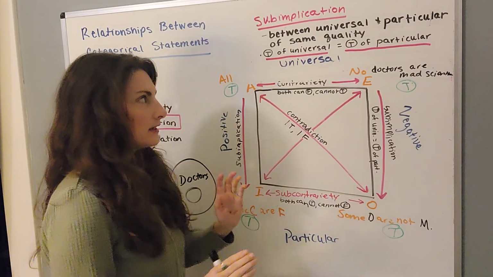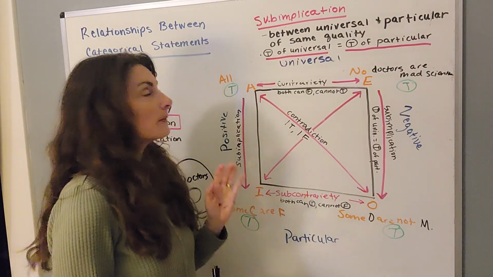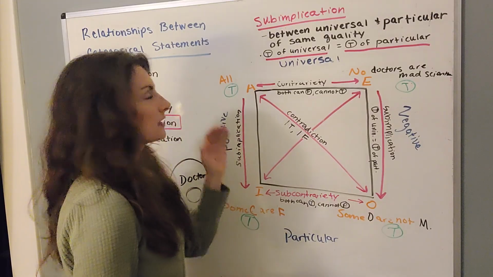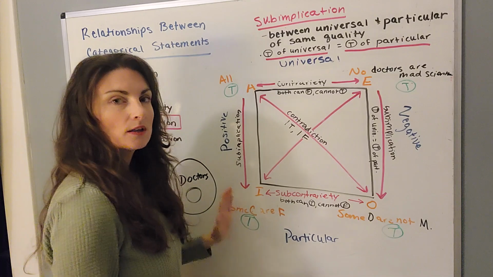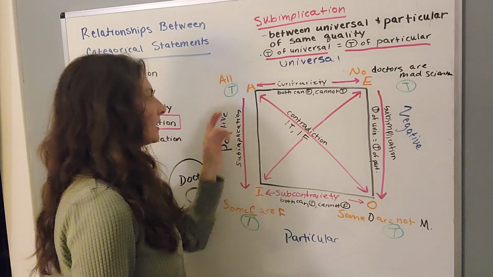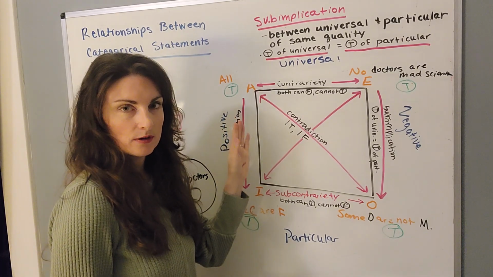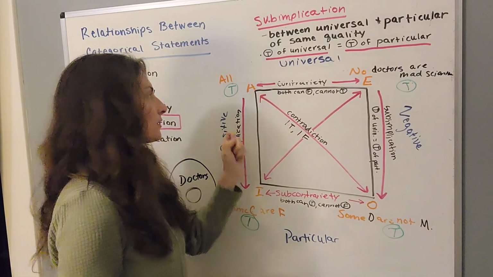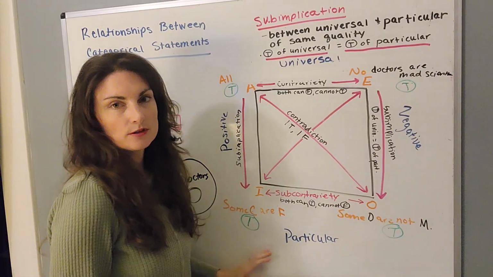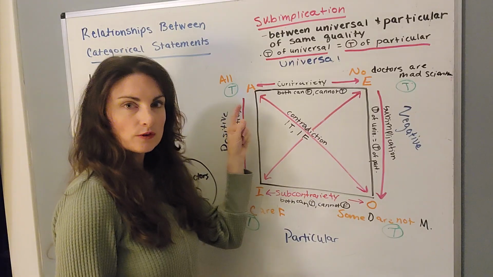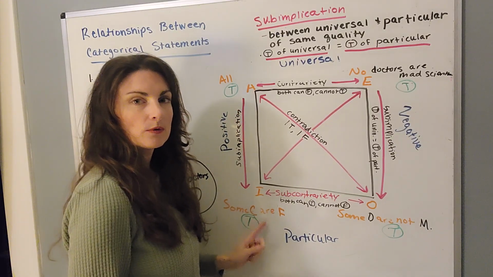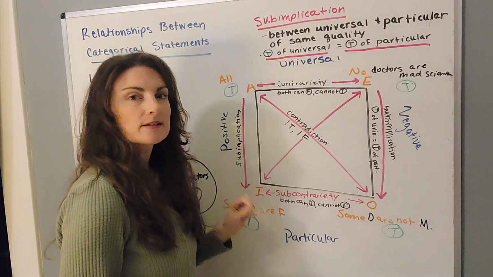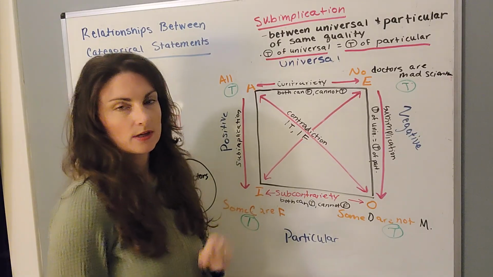So key takeaways from subimplication: it is from the universal down to the particular on the quality side. It only deals with truth, and it only goes from the universal down to the particular. If the universal is true, the particular below it with the same quality necessarily has to be true as well.